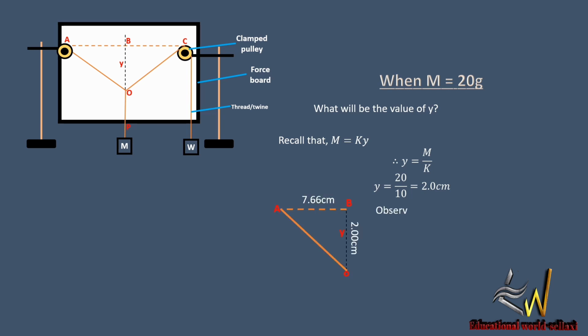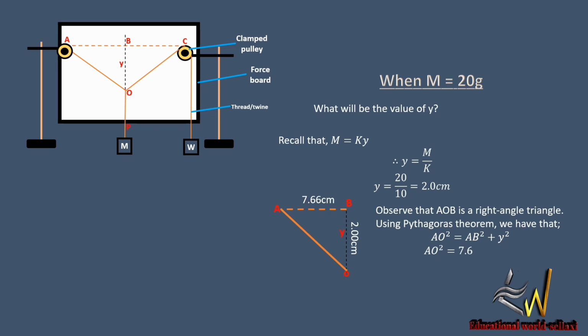Still considering that same right angle triangle, AB is equal to 7.66 and y is equal to 2 centimeters. Then we are going to use Pythagoras theorem again to evaluate AO. We have that AO square is equal to 62.67. Taking the square root of both sides, AO is equal to 7.92 centimeters.